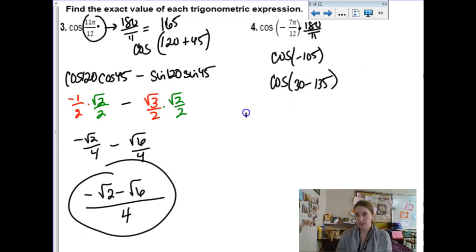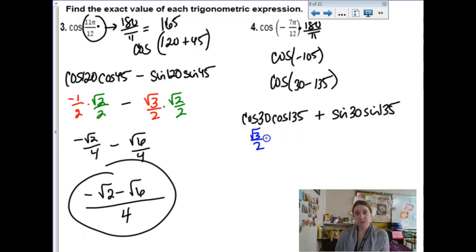So it's going to be the cosine, sine with a plus sign in between. So cosine, plus sine. Alright, one at a time here. Cosine of 30 is the square root of 3 over 2. Cosine of 135 is the negative square root of 2 over 2. And then adding to that sine of 30, which is 1/2. And sine of 135 is positive square root of 2 over 2.